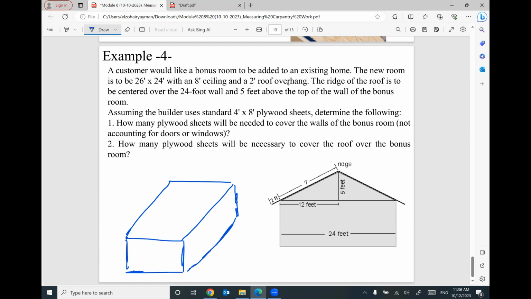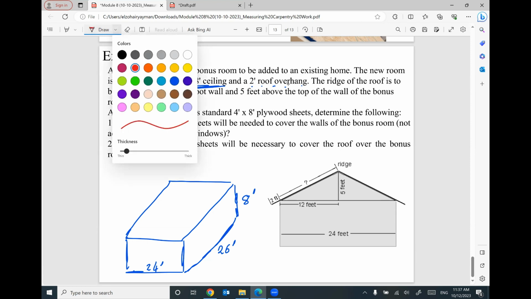It's very important to imagine. So it looks like this one will be 24 feet and this one will be 26 feet. And the height of this room, the height of the ceiling, is 8 feet. And we have something here called the 2 feet roof overhang. If you look at this roof, we are constructing the roof like this.